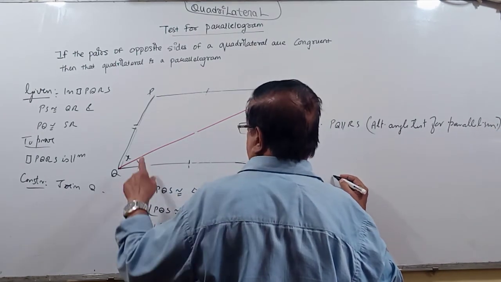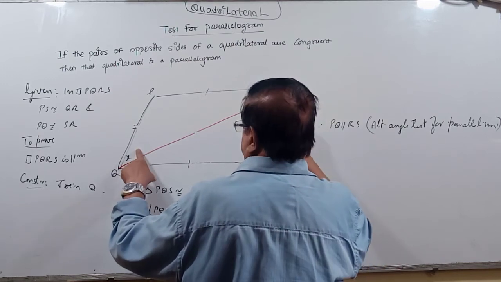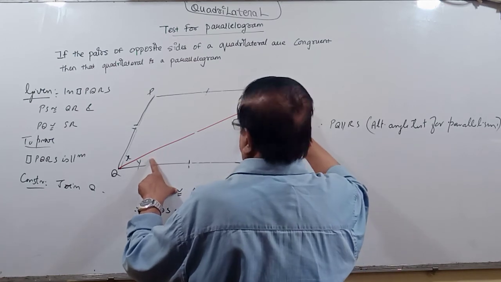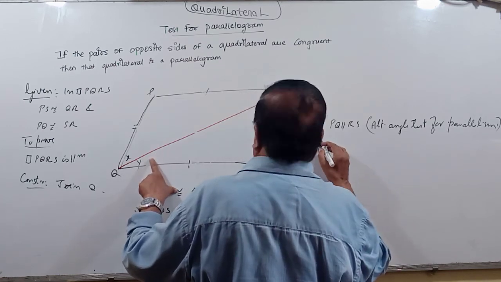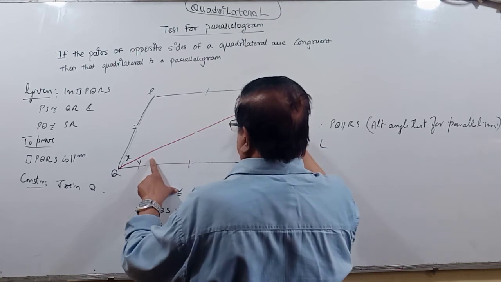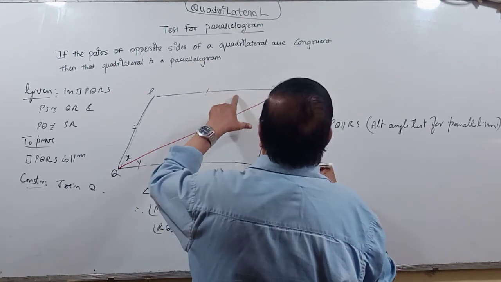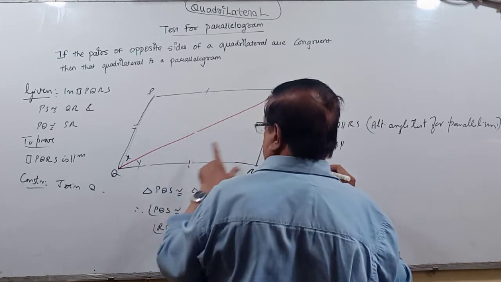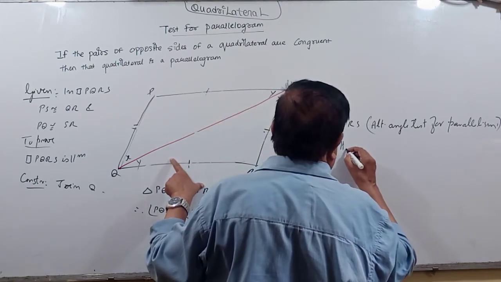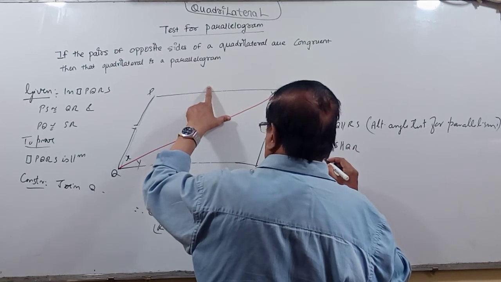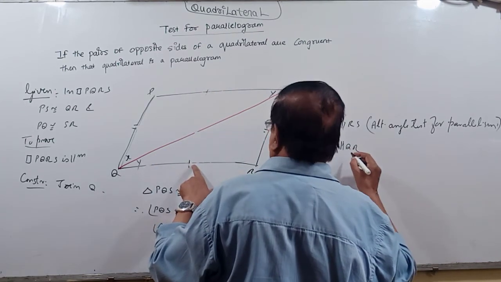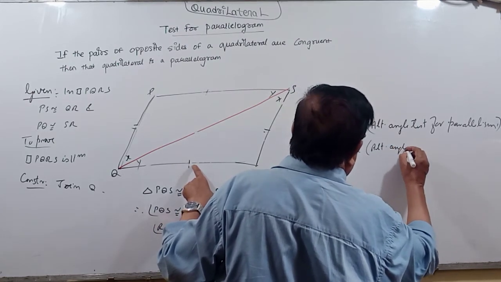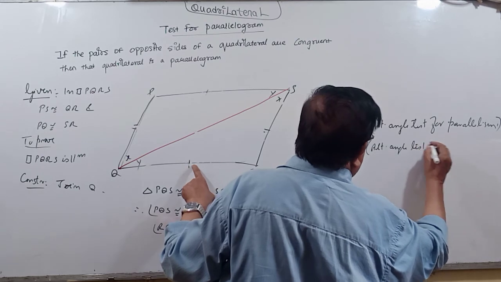Similarly, this is parallel to this. If this is congruent to this, then PS is parallel to QR. This is congruent to this, so this is parallel to this. Again, alternate angle test.